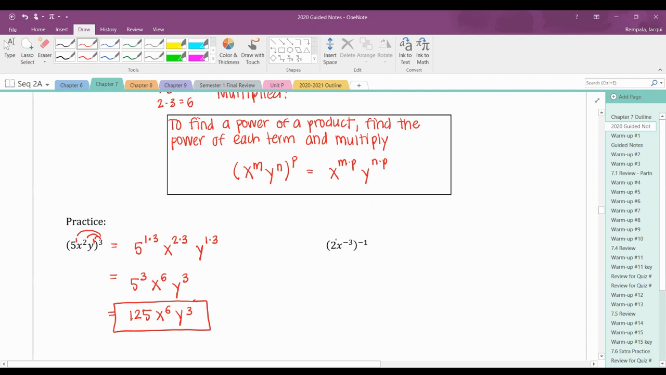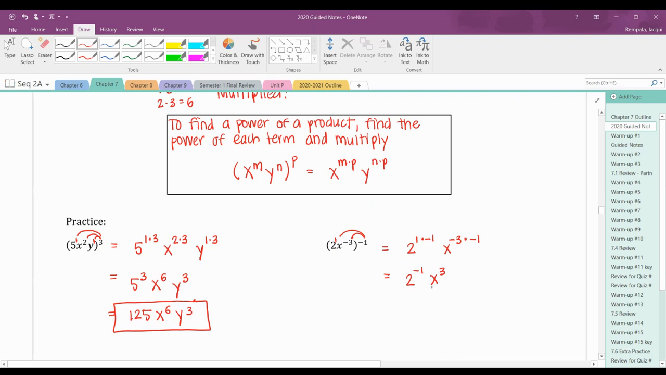If I look at the next problem, we've got several things in parentheses. We have a 2, which really has a base of 2, which has an exponent of 1, and we have a base of x with an exponent of negative 3. But both of those are raised to the negative first power. So I keep the base of 2, keep its exponent, but then it gets multiplied by the outside exponent of negative 1. Keep the base of x, keep its exponent of negative 3, but then that has to get multiplied by the outside exponent of negative 1. Well, 1 times negative 1 is negative 1, and negative 3 times negative 1 is positive 3.